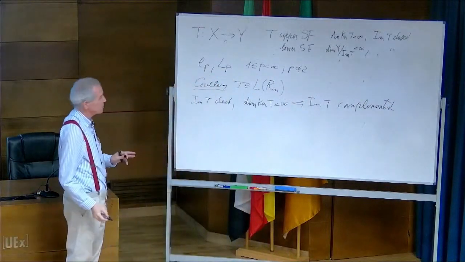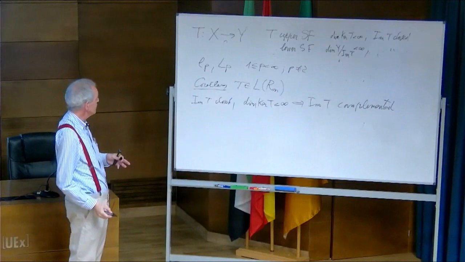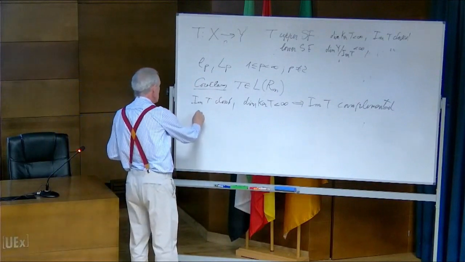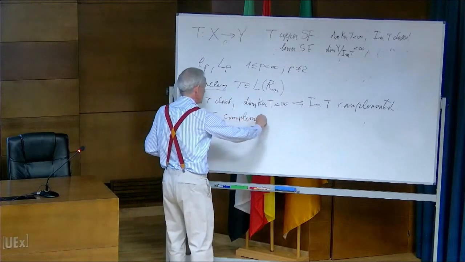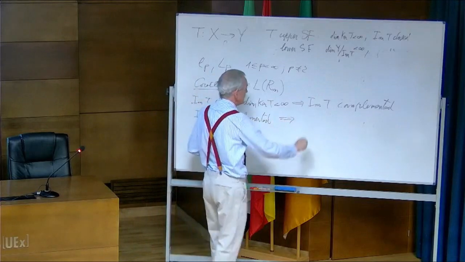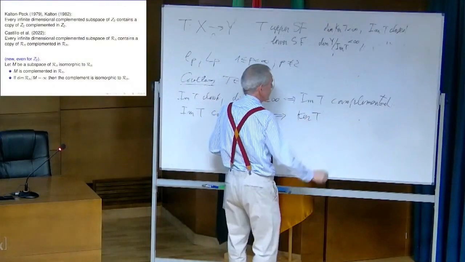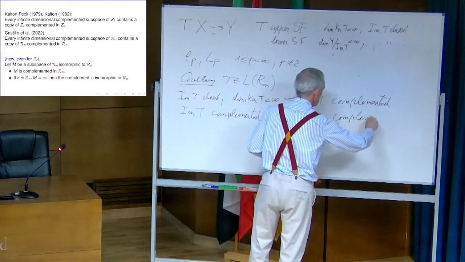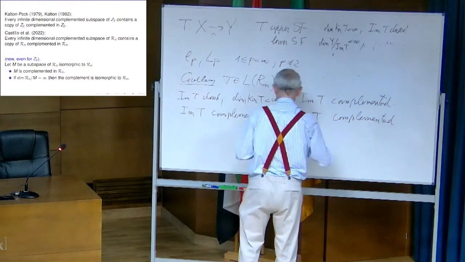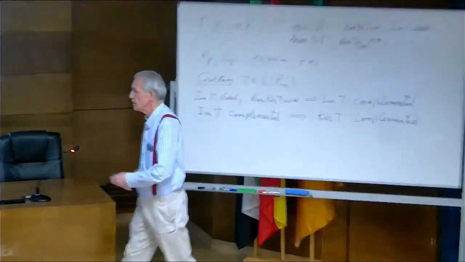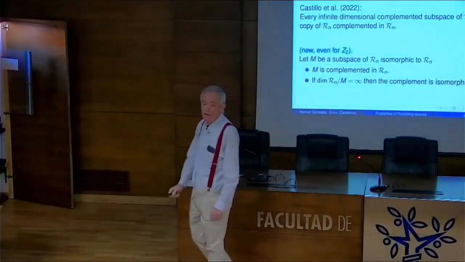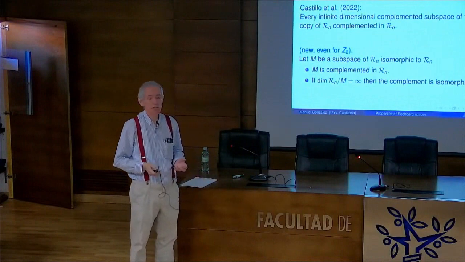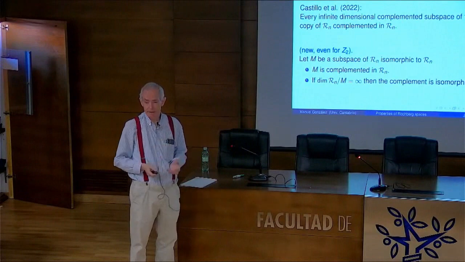In this case, not necessarily isomorphic to R2. And if the image of T is complemented, then the kernel of T is complemented. Well, using the notion of upper and lower semi-Fredholm operator I described before, what this result says is that semi-Fredholm operators always have complemented kernel and range.